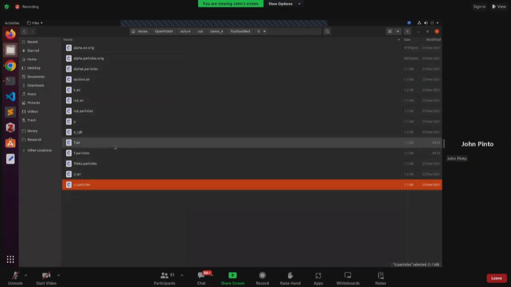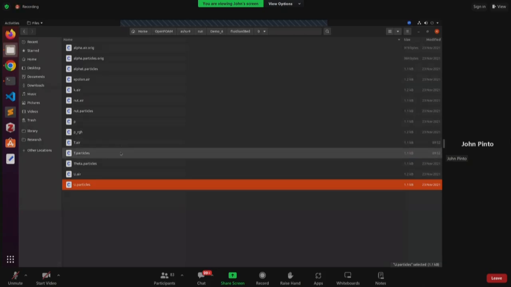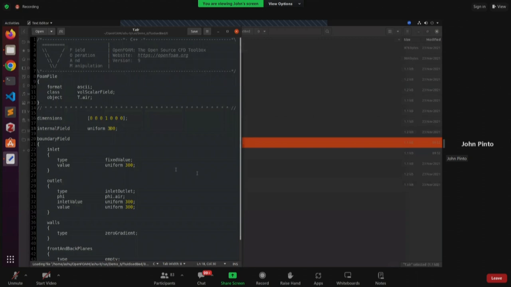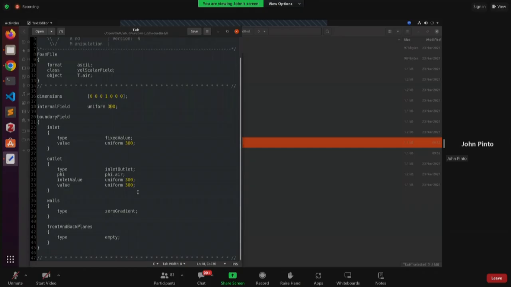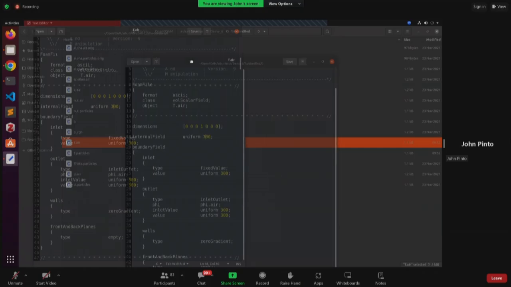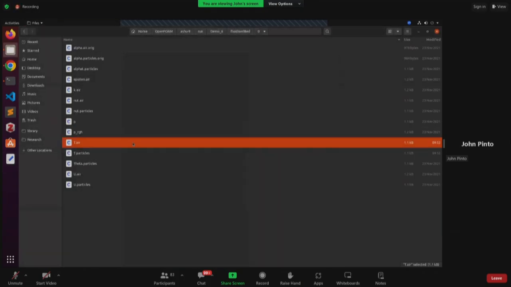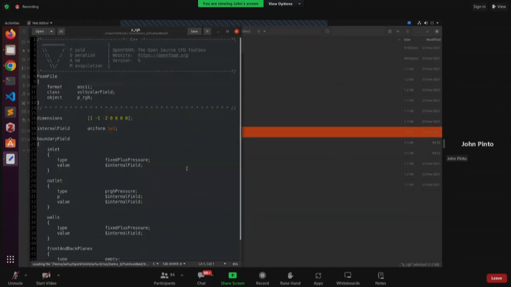Now, there are additional temperature files, in which the temperature has been given as 300 throughout. At the outlet, we use the inlet outlet boundary condition. This boundary condition has an outflow, but also allows for some amount of inflow or reverse flow. And if there is an inflow or reverse flow, it will happen with a temperature of 300. At the inlet, whatever air is coming will have a temperature of 300, and the walls will be zero gradient. So these are pretty straightforward boundary conditions.